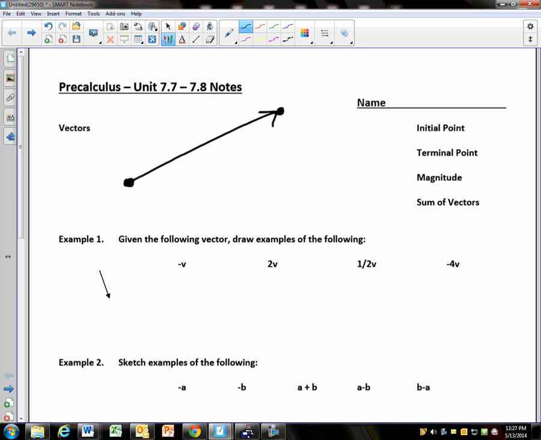Vectors. Vectors are like a ray and a segment. Vectors are really, if you think of how important segments and lines and planes and circles and squares and things like that are to mathematics, vectors are that important to physics.